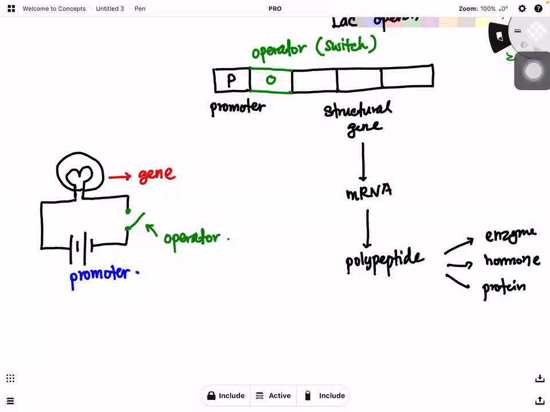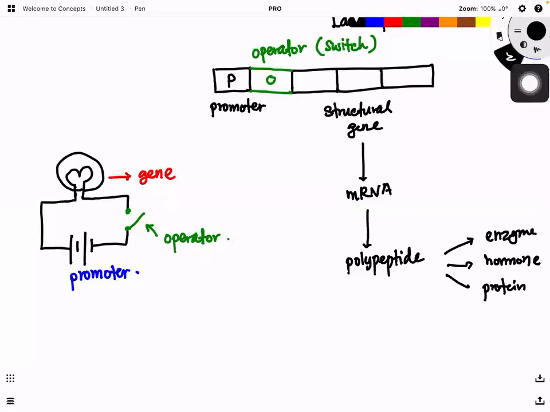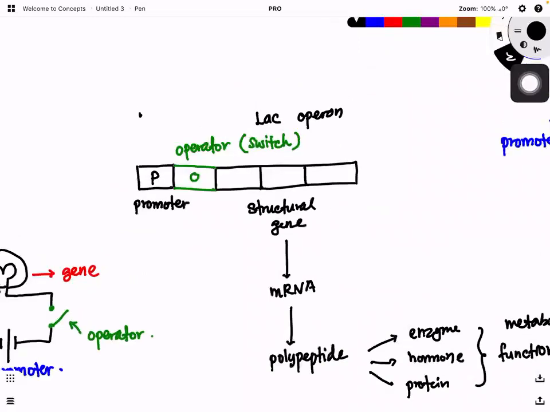Okay, so now look at this. The whole thing here, from the promoter all the way until the structural genes, we call it the operon. So operon is basically a functional unit for the genes so that they can code for a particular polypeptide, which can fold into the enzyme, hormones, protein that are involved in certain functions.